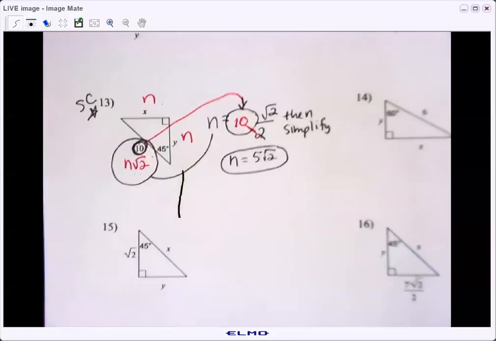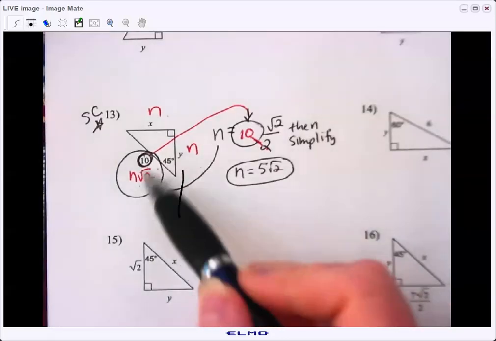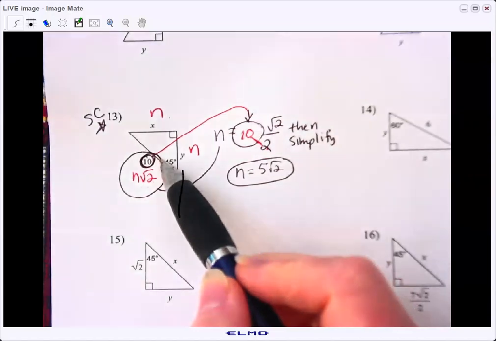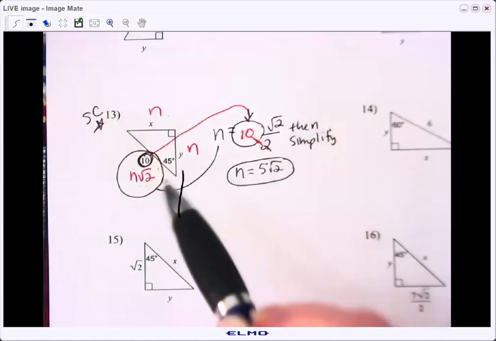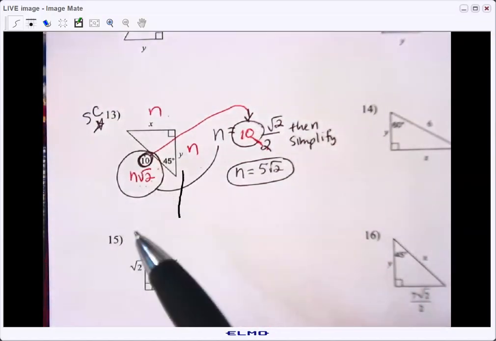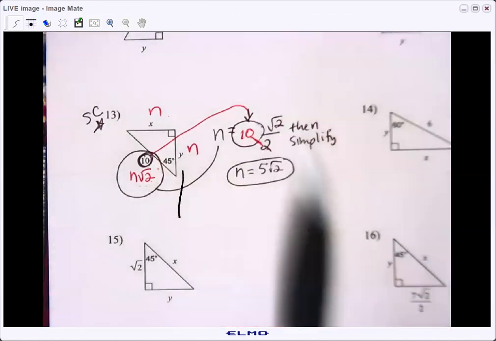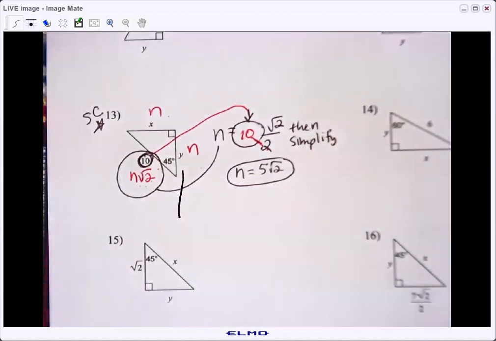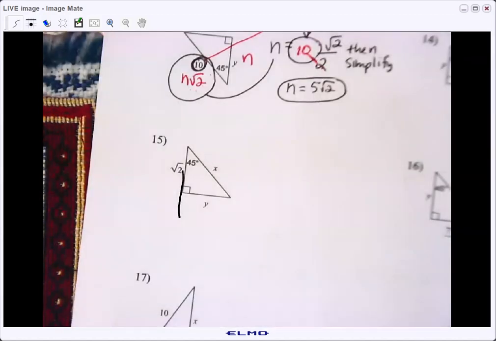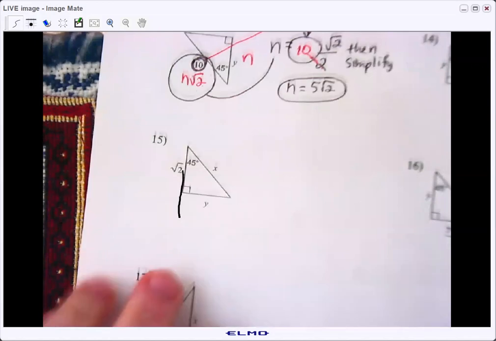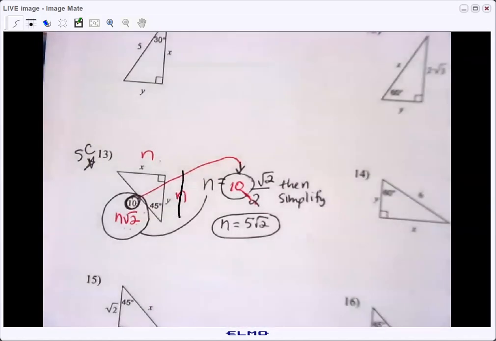So in this case, when I looked at number 13 and saw that my 10 did not have a root 2 next to it, and it could have been anything, it could have been a 10 root 6, it does not have a root 2, then I know I need to use a shortcut. Awesome. Okay, so moving on to number 15.